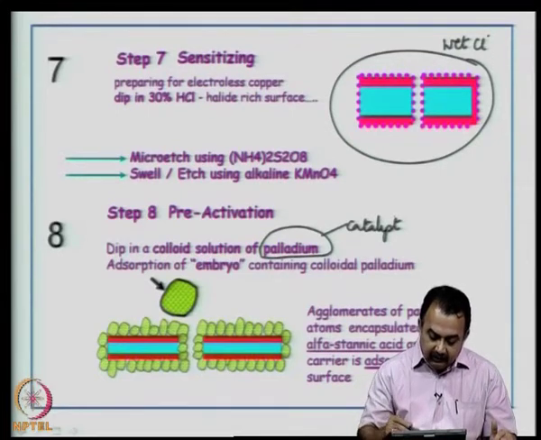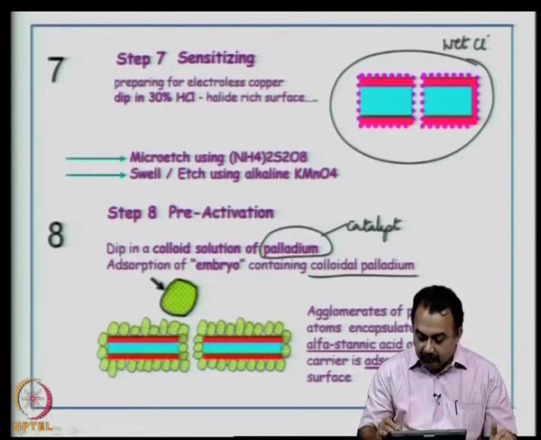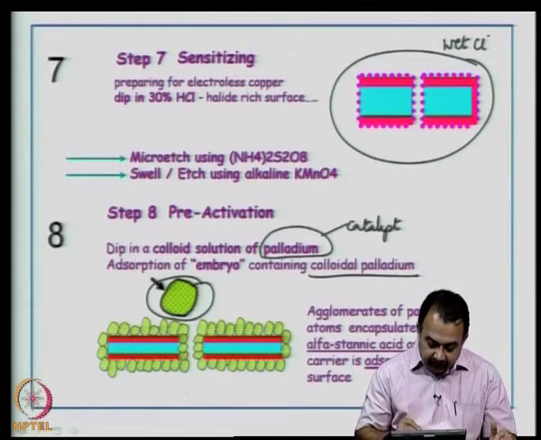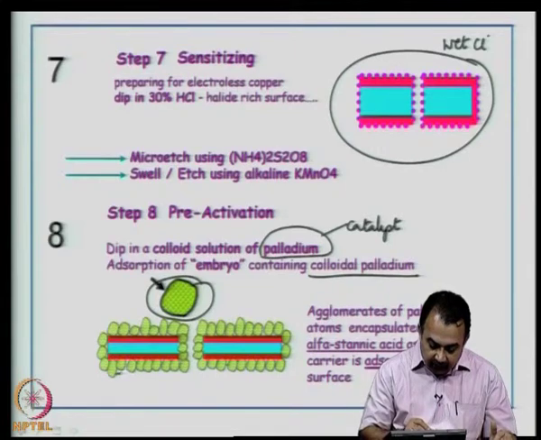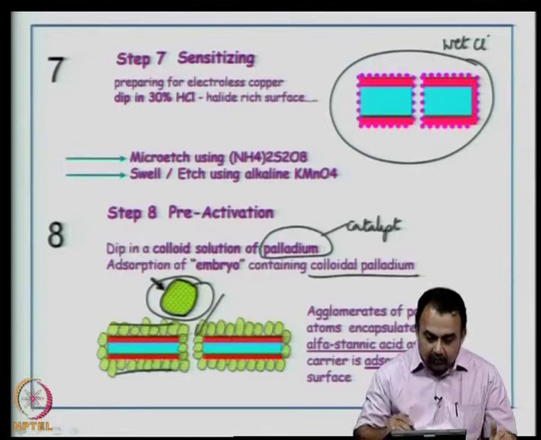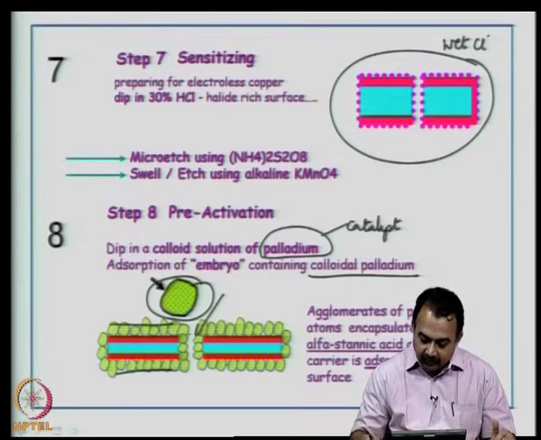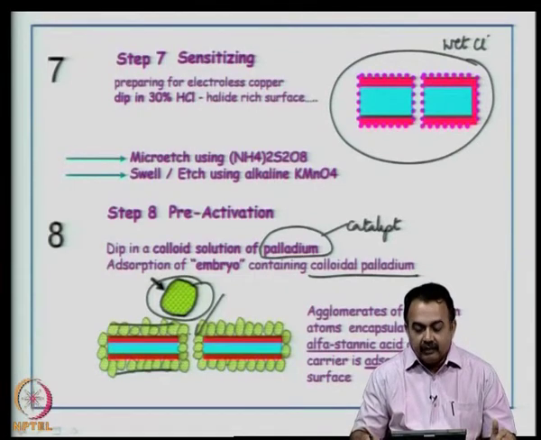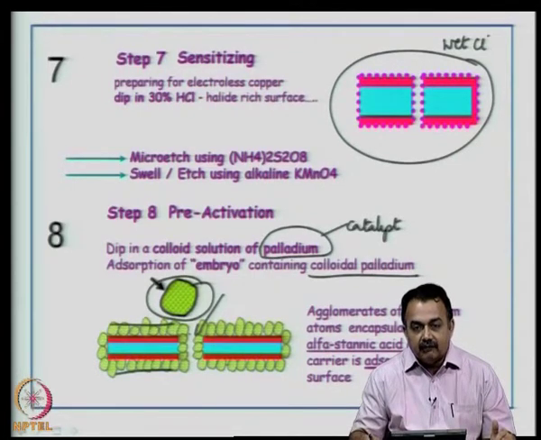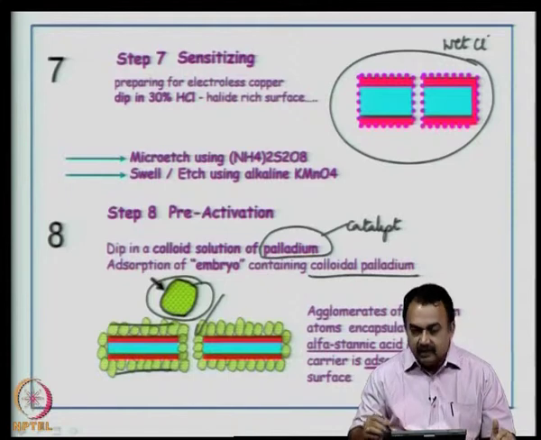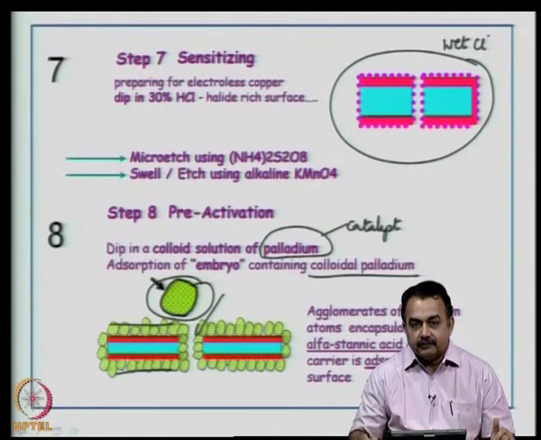Now, what we are doing is there is a colloidal palladium typically represented by this structure here. This has to be adsorbed on the entire surface of copper as well as the through hole wall surfaces. So, imagine a picture like this, what I have shown here, agglomerates of palladium atoms encapsulated in alpha stannic acid as a carrier for the palladium. It is adsorbed, remember here it is adsorbed on the surface.